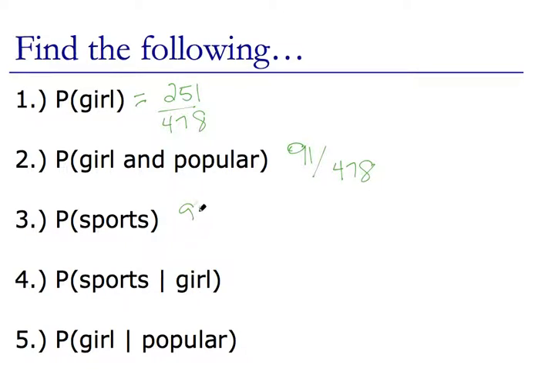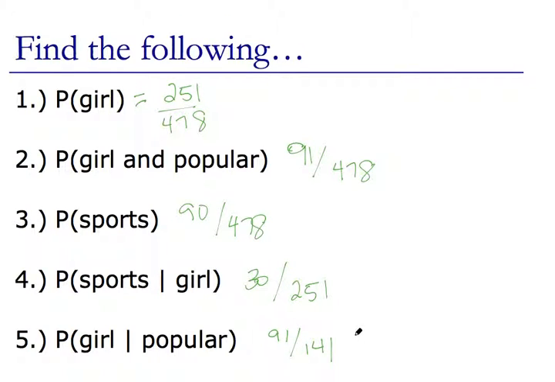Sports is 90 over 478. Now, what's the probability that someone we've picked has a goal of sports, given that that person is a girl? It ends up being 30 over 251. The probability that it's a girl, given that they are popular, that we've chosen a girl given that they are popular, is going to be 91 over 141.